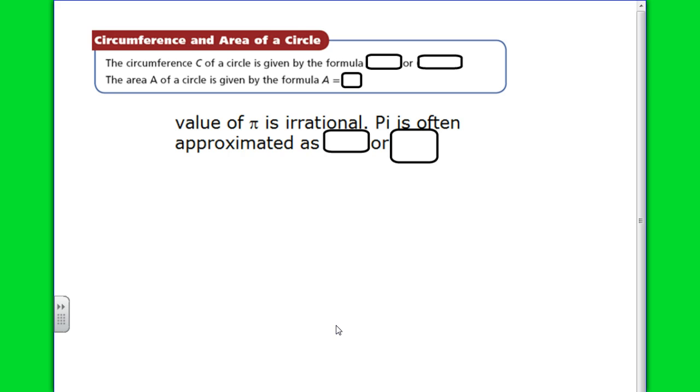Do you remember that? 2 pi r or pi d. Or pi d, which is my favorite one because it's shorter, right? But 2 pi r is often used on formula charts, so pi d is just so succinct. And the area of a circle, everyone, is pi r squared.